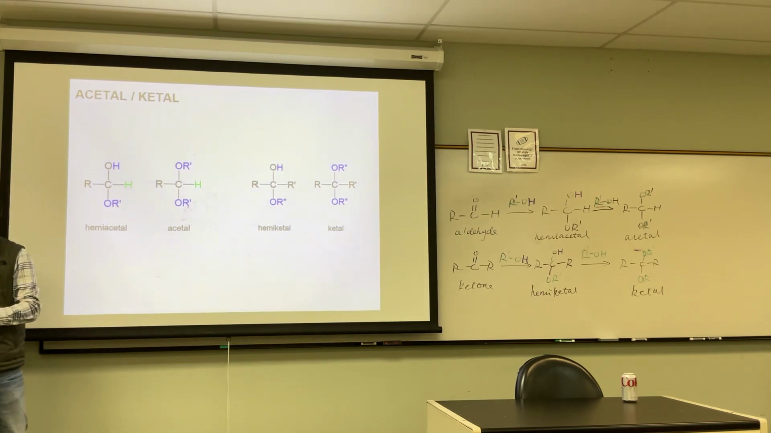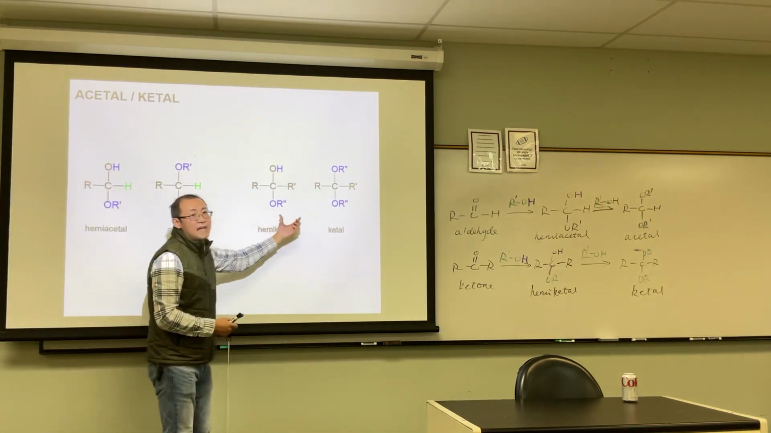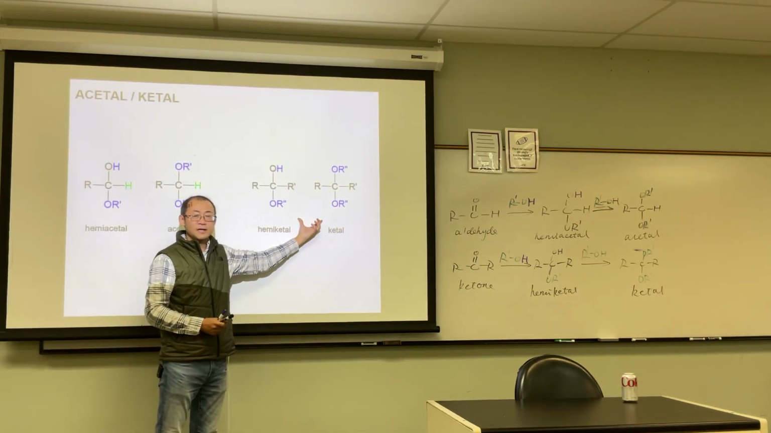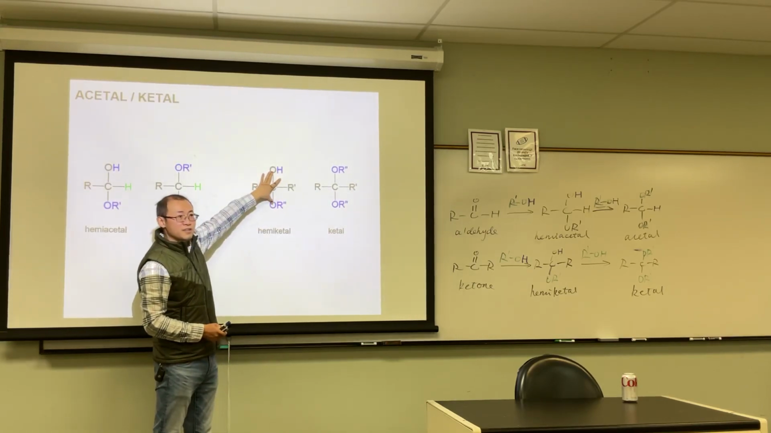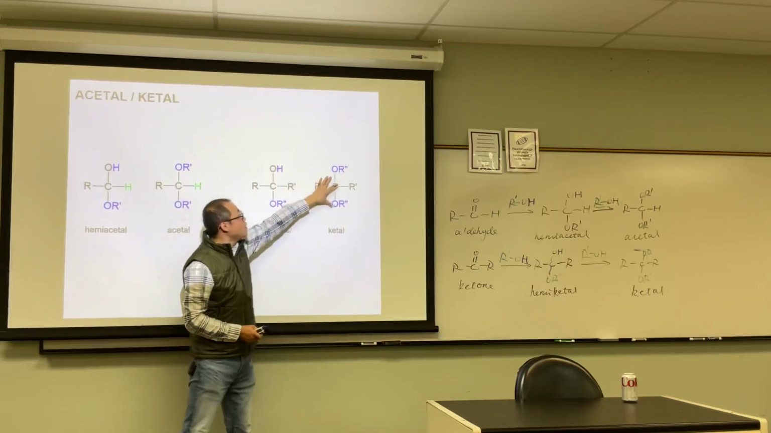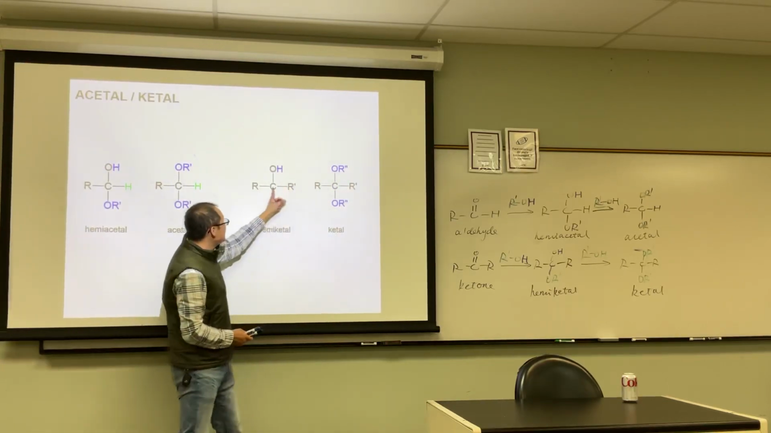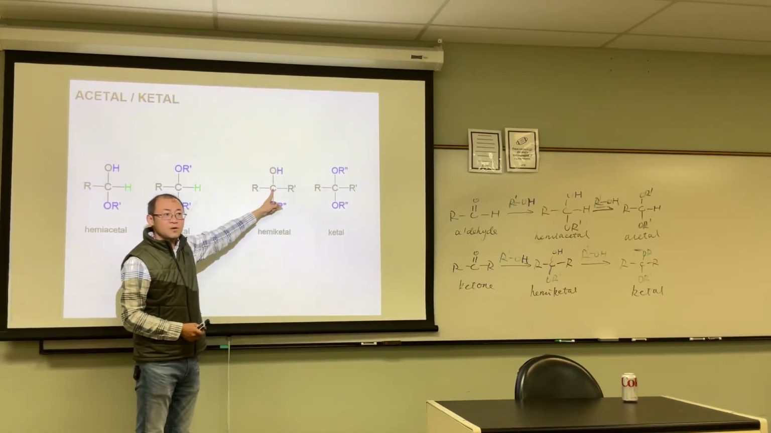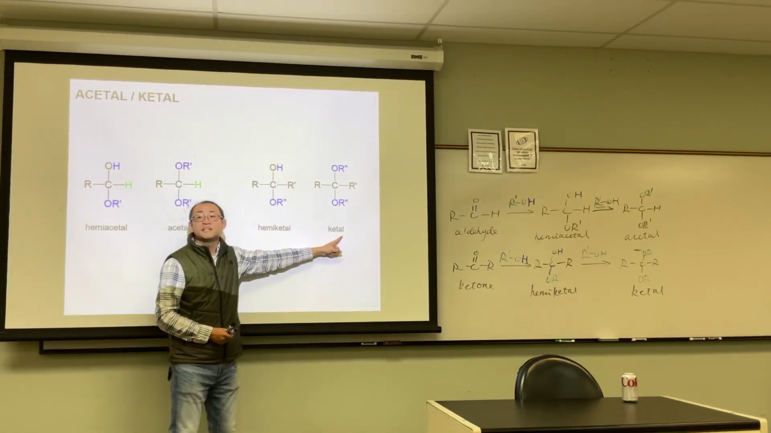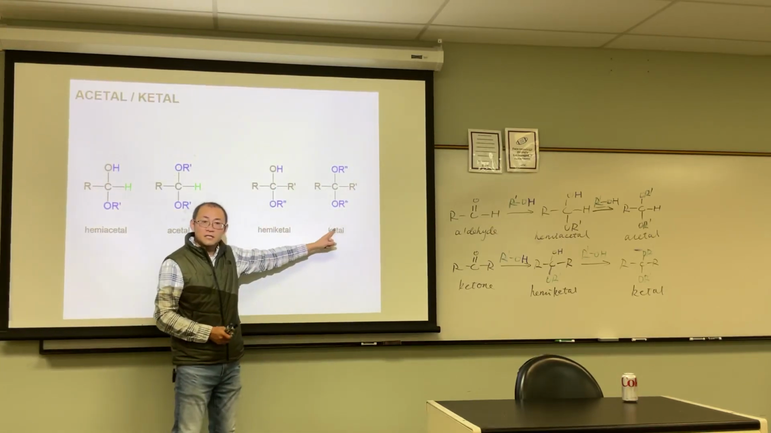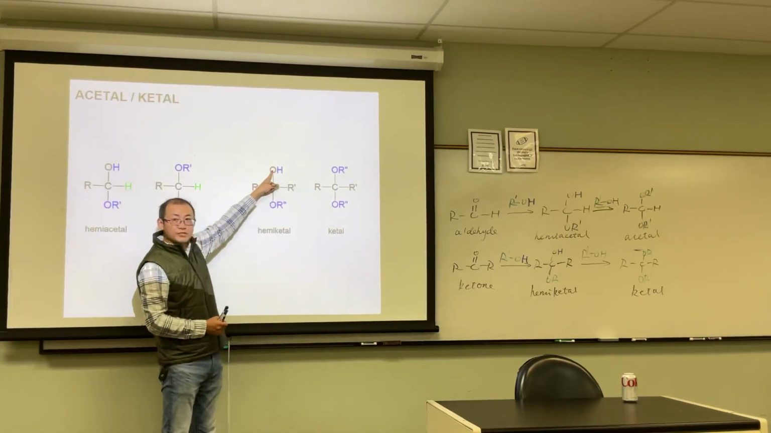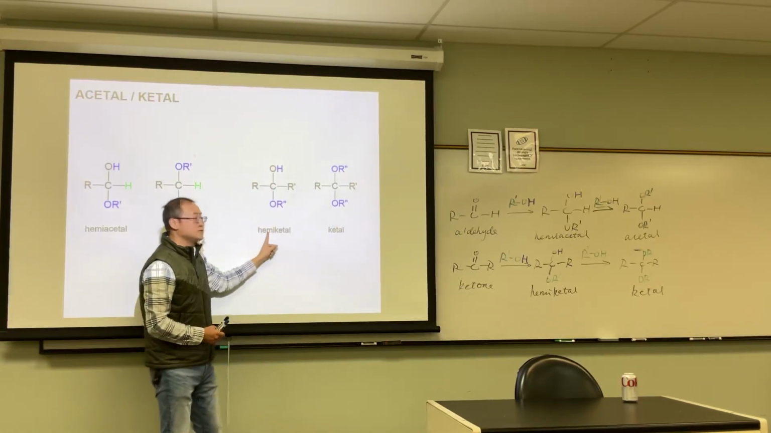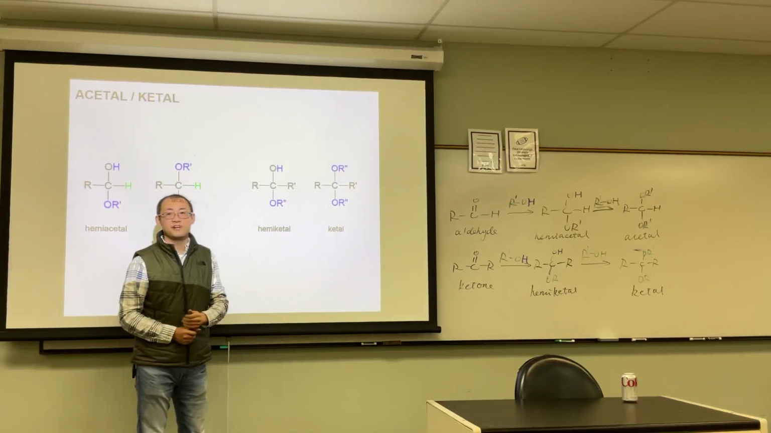That's why we're very slow. On this right side, two oxygens are single bonded, but the C has no hydrogen. We know they're what? Ketals, because they're from a ketone. And the one with an OH has the prefix hemi.